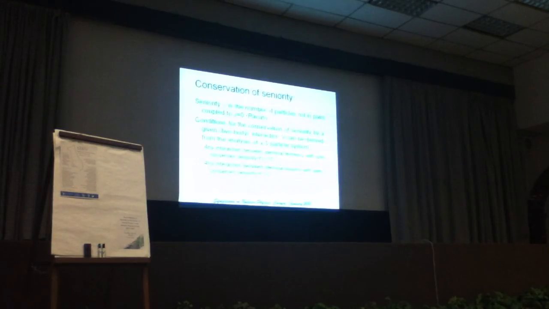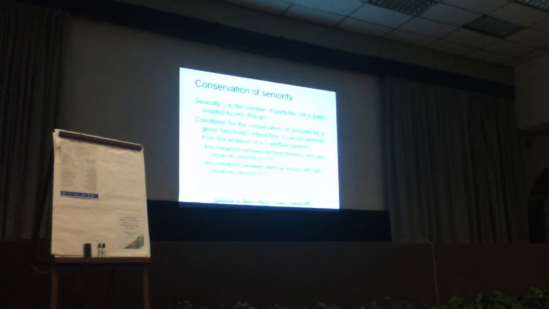So what is seniority? In words, you can call it the number of particles which are not in pairs coupled to J equals 0. This is sort of a loose definition. One has to be a bit more careful if you want to do this exactly. You have to do it with CFPs. But intuitively speaking, it's the number of uncoupled particles, not in pairs coupled to J equals 0. Okay, and so what Racah showed is that if you take a pairing interaction, so an interaction which is non-zero if the particles are coupled to J equals 0, then the wave functions conserve seniority.